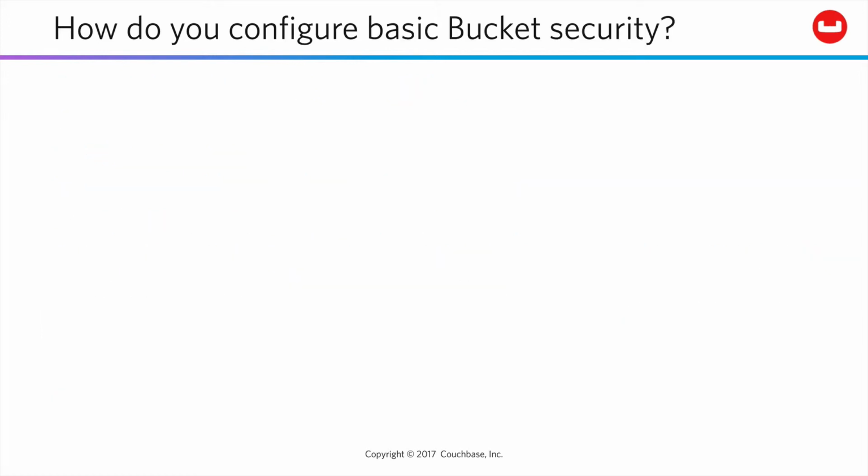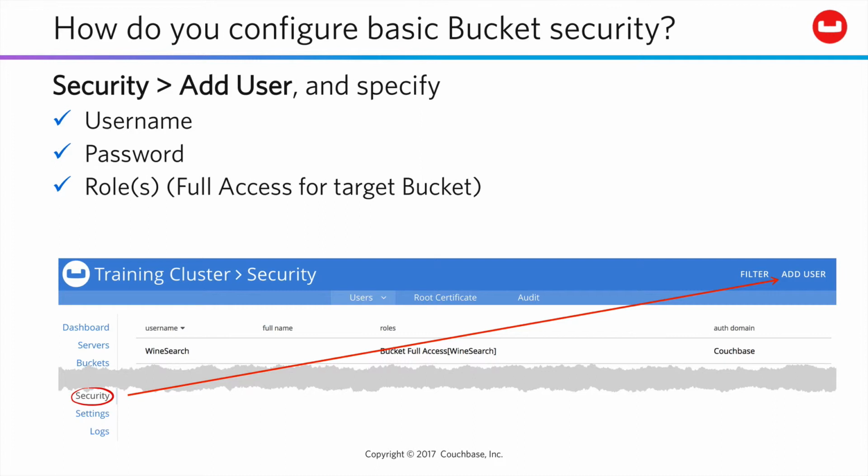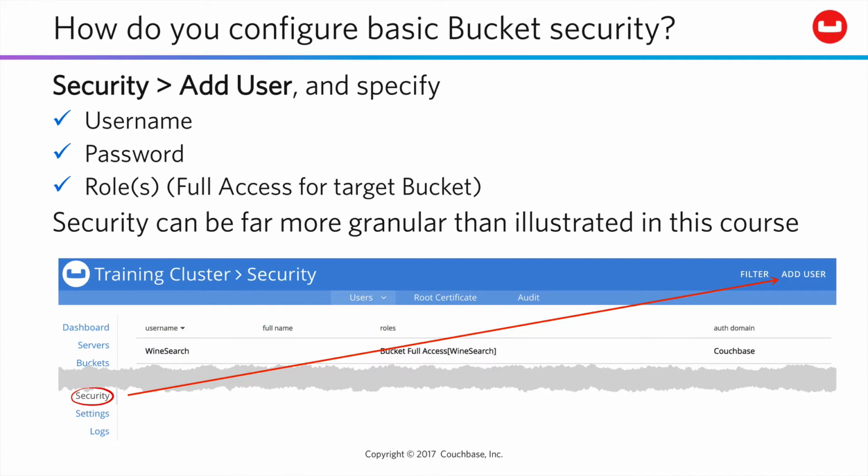Now, the basics of setting up a security user are straightforward. On the security screen, add a user and assign a username, password, and then one or more security roles. Now, in this course, we take a simple approach and create a bucket-specific user account with full access to the bucket for both administration and data access. Now, more granular network-integrated approaches are also possible, but they're beyond the scope of this course.